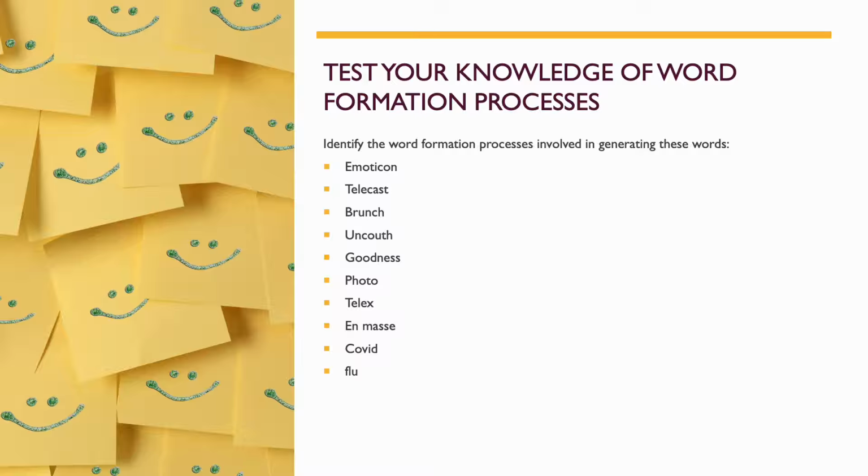Now you need to test your knowledge of word formation processes. All you need to do is to look at these words and identify the word formation processes involved in generating them. The word emoticon, how is it generated? Telecast, brunch, uncouth, goodness, photo, telex, mass, COVID, and flu.